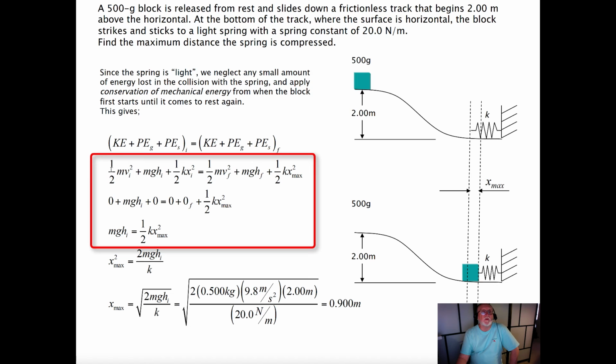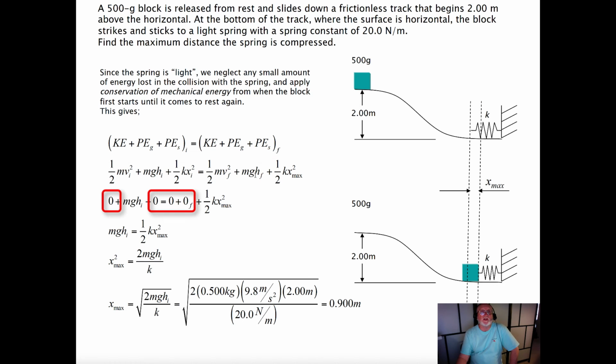Now, again, we look at determining which of these terms goes to zero because the object is at rest or there's no energy there. To start with, the object's at rest, so the kinetic energy goes to zero. We have the potential energy, mgh, and we have the spring at rest, no compression, zero.